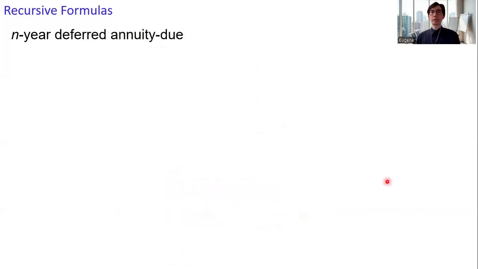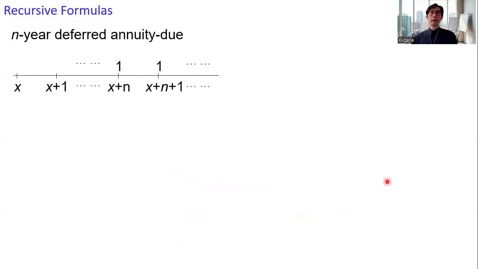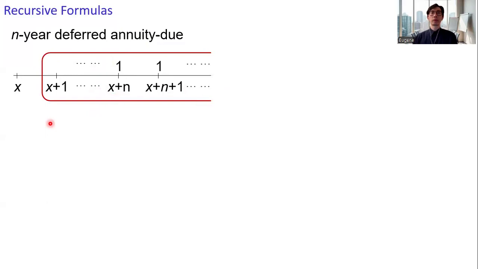For deferred annuity, an n-year deferred annuity due, the first payment is at age x plus n. When the individual survives to age x plus 1, the actuarial present value at this time corresponds to an n-1 year deferred annuity due at age x plus 1. Discount back, we get the relationship.